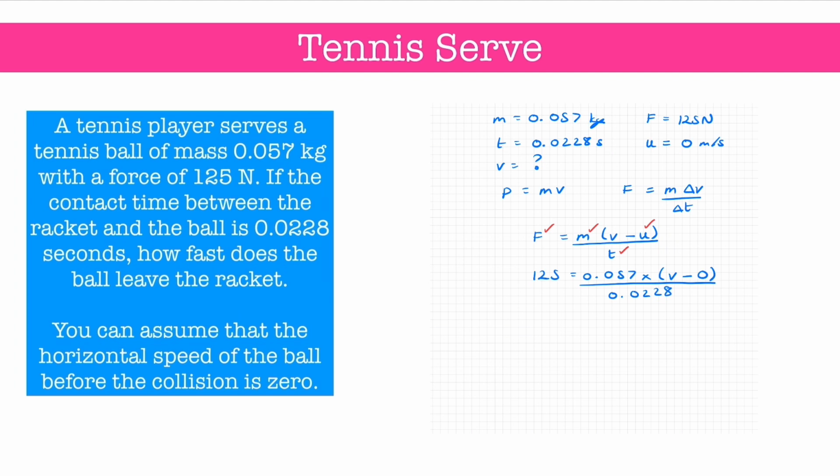Substitute in the values and we get quite a complicated expression. If we multiply both sides by the time of 0.0228, that will simplify it to give 2.85 is equal to 0.057 V. Then V is going to be 2.85 divided by that 0.057, which gives us a final velocity of 50 metres per second. A very fast tennis ball, definitely Wimbledon worthy.